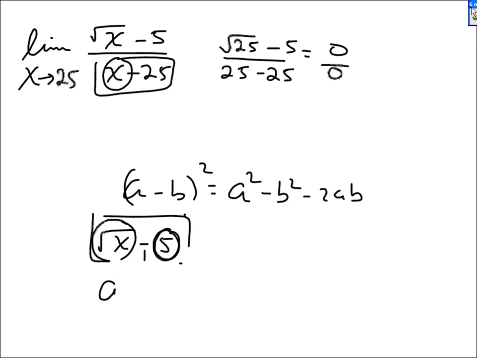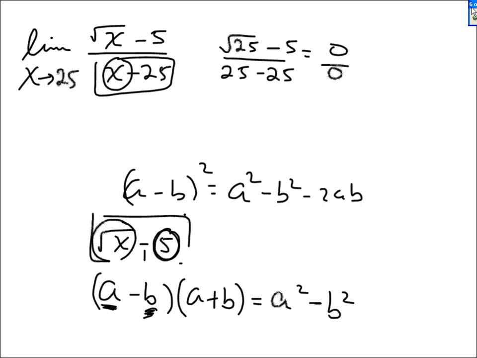It's called conjugates. If you have a minus b, and you multiply by a plus b, the answer happens to be this squared minus this squared, or this squared minus that squared. So there is something to multiply the square root of x minus 5 by to get x minus 25. Okay, let's put this into action.